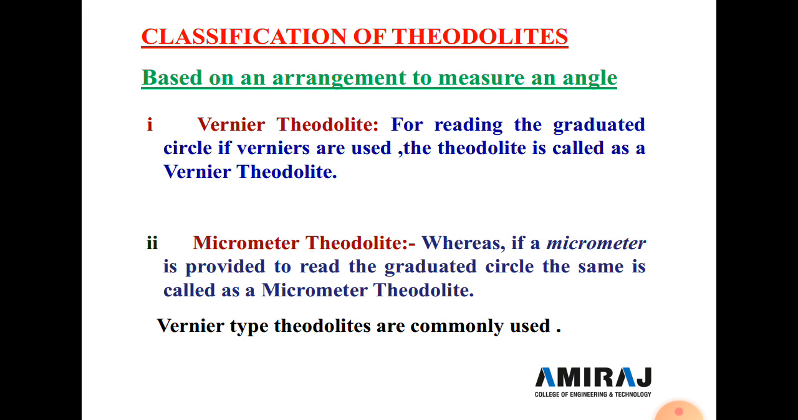The second type of classification is divided into two types based on the arrangement of measurement of an angle. The first one is a vernier theodolite and the second one is a micrometer theodolite. For reading the graduated circle, if the vernier is used, the theodolite is known as a vernier theodolite. Here, for getting the readings, angles are marked on the theodolite, so it's a vernier theodolite. And if a micrometer is provided to read the graduated circle, it is known as a micrometer theodolite. Generally the vernier theodolite is used, and in our college also a vernier theodolite is there.